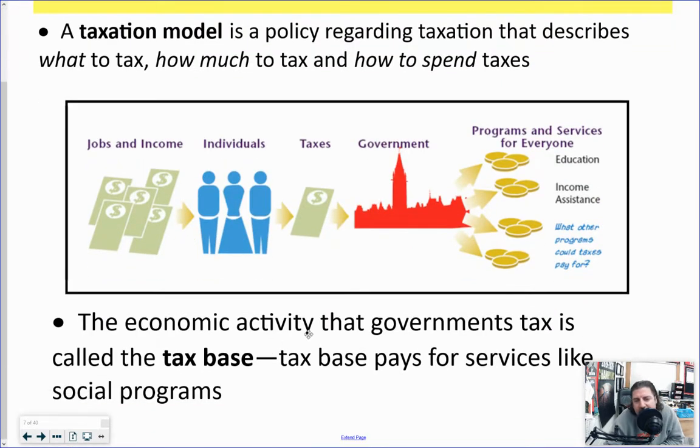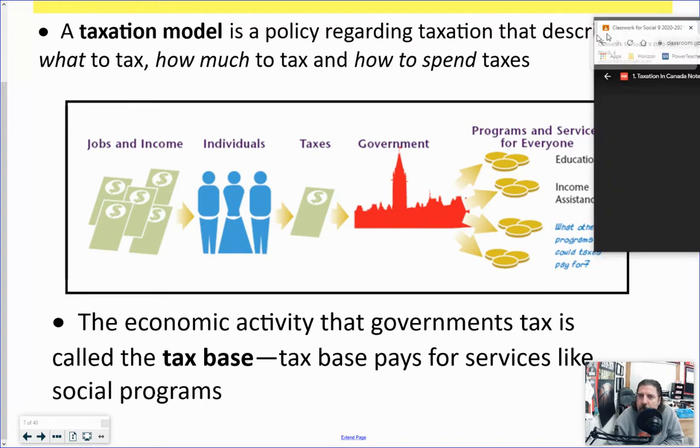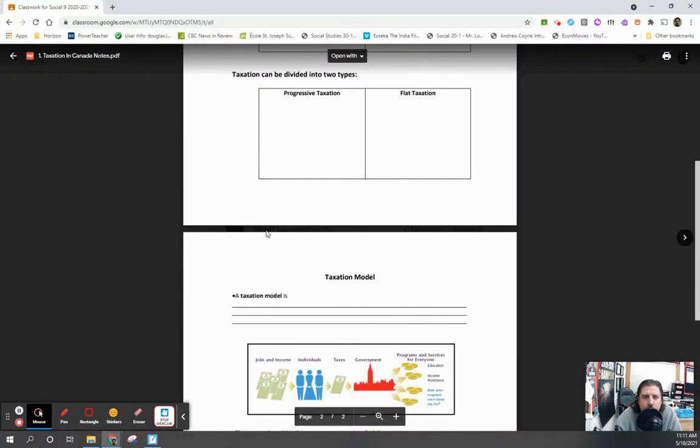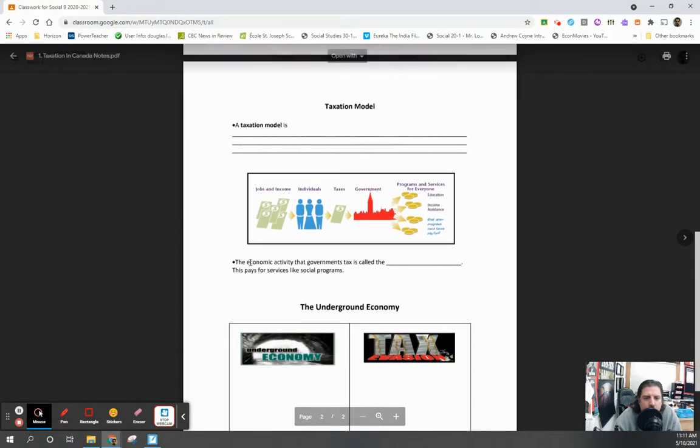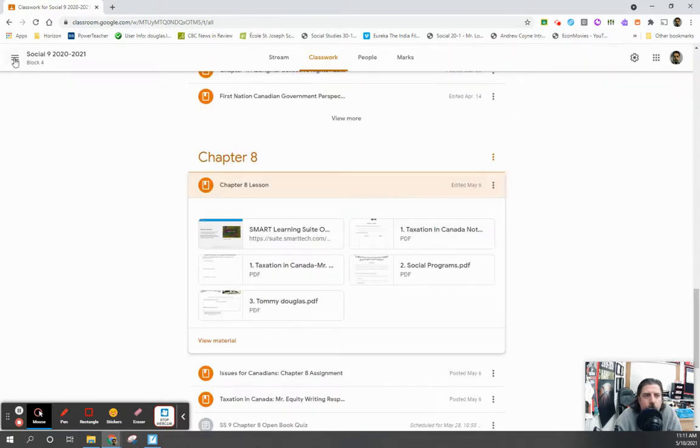The economic activity that government taxes is called the tax base. The tax base pays for services like social programs. And once again, in your notes, okay, you'll put that right here, taxation model. The activity that government taxes is called the what? Okay, you should be able to identify that. This pays for services like social programs. All right.